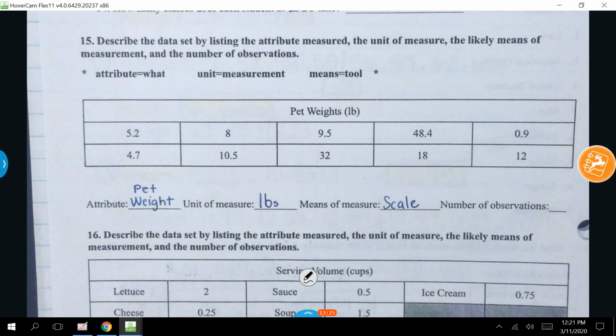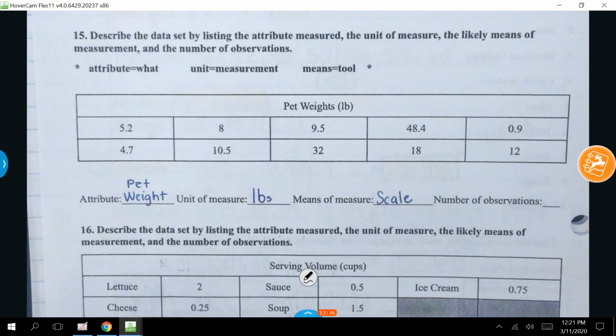They're going to use a scale. Okay. All right, in fact, cat scales are kind of cute because they're like a little basket that they put them in. Anyways, okay. All right, last one says number of observations. All right, that one doesn't really need a whole lot of explanation. What is the number of observations?